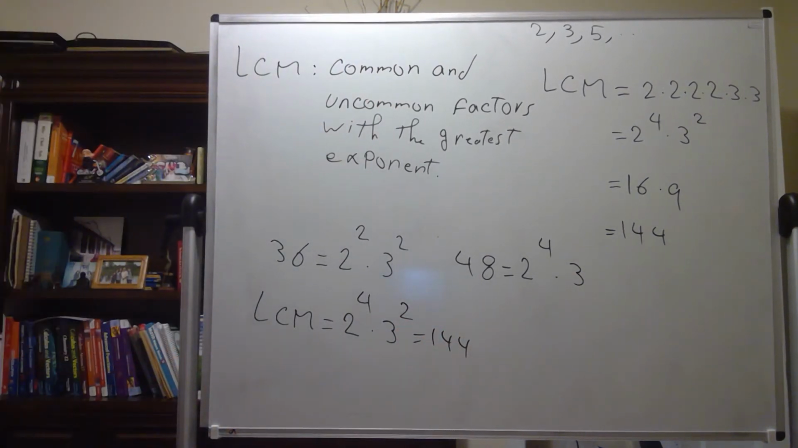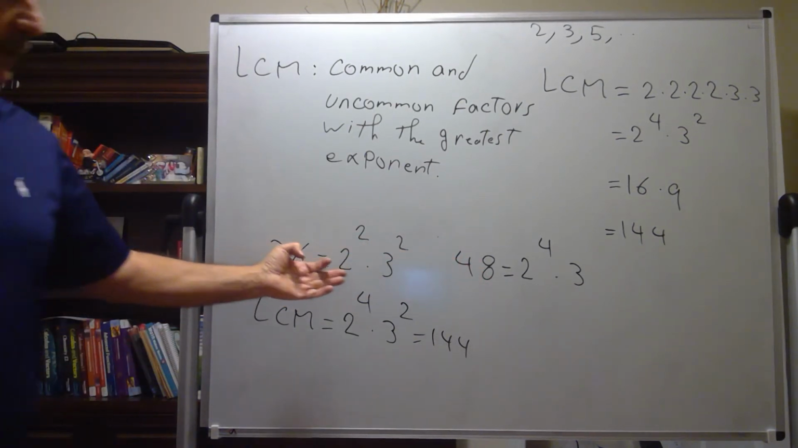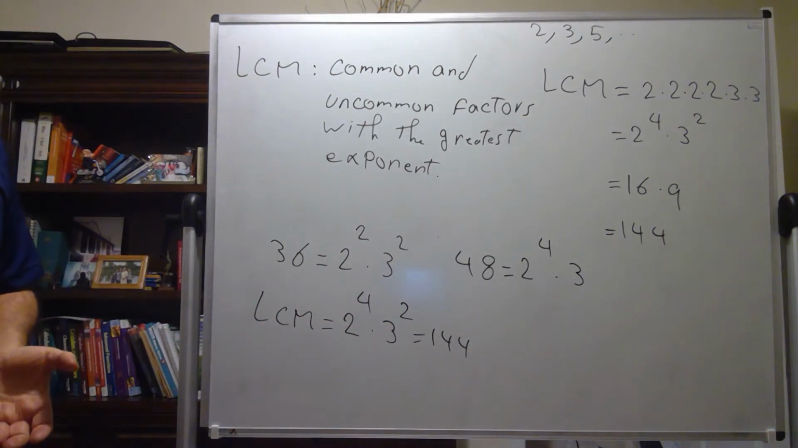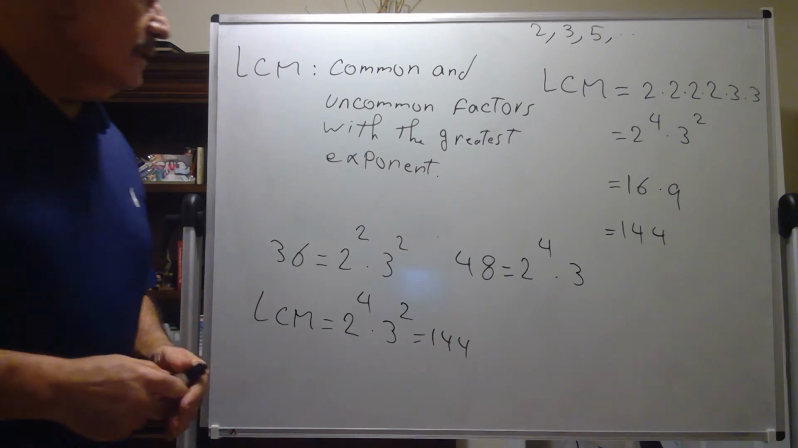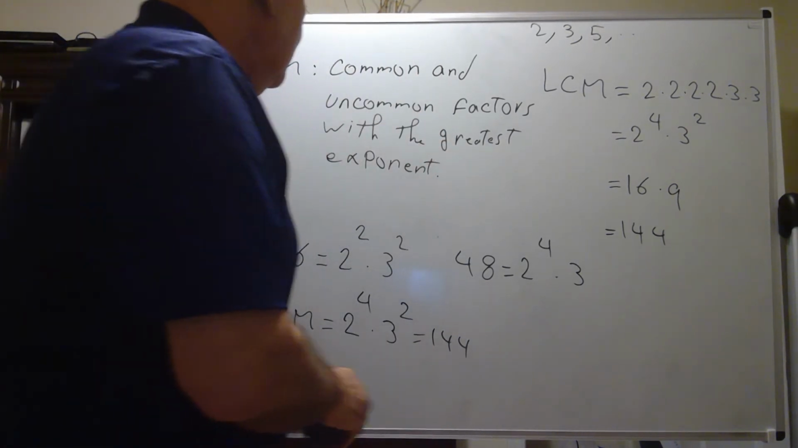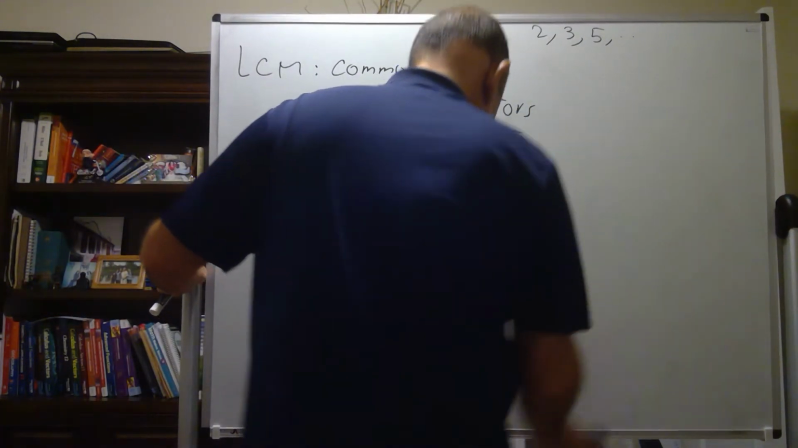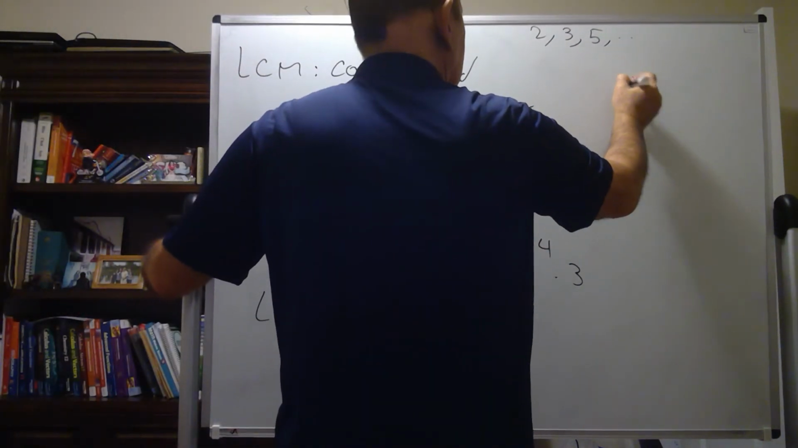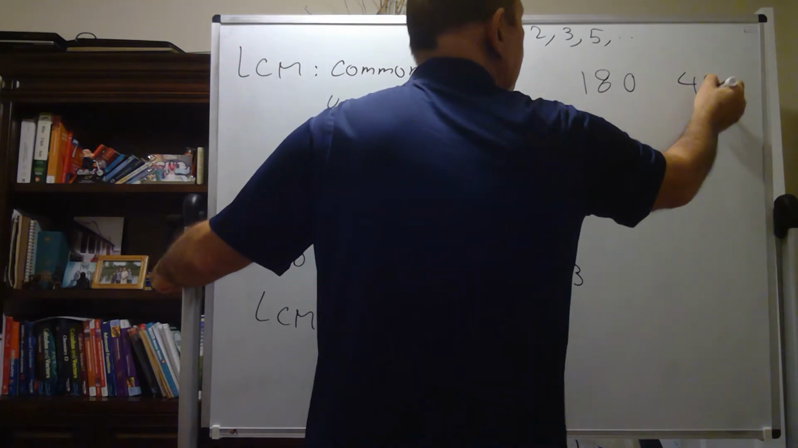Okay, remember, in this case both factors were common, but if we had an uncommon factor as well, we should select the uncommon factor as well. As an example, let's say instead of 36 and 48, if I want to find the common factors of 180 and 48.